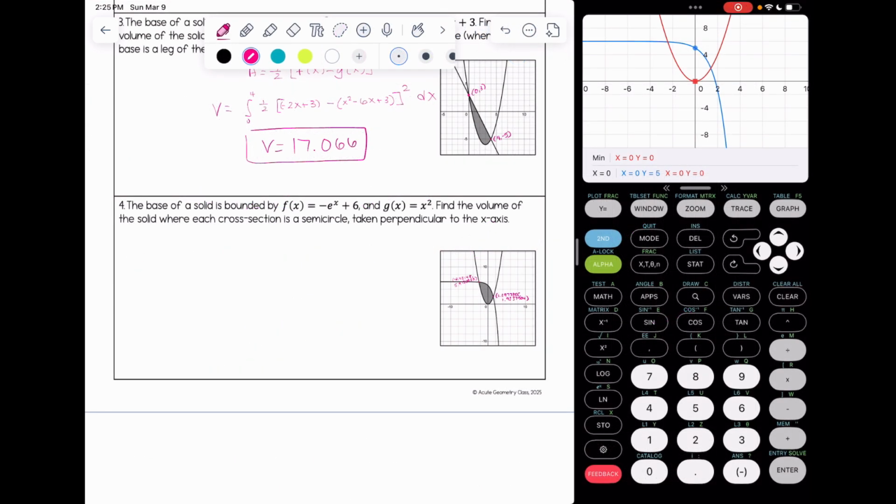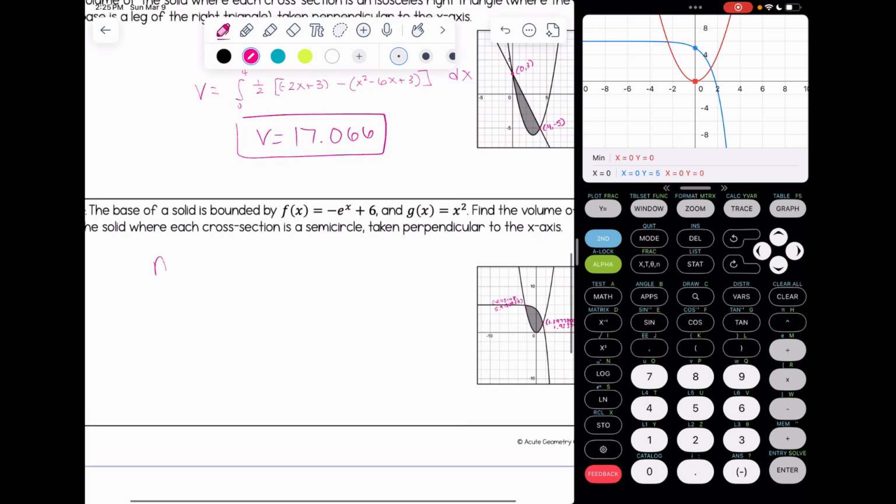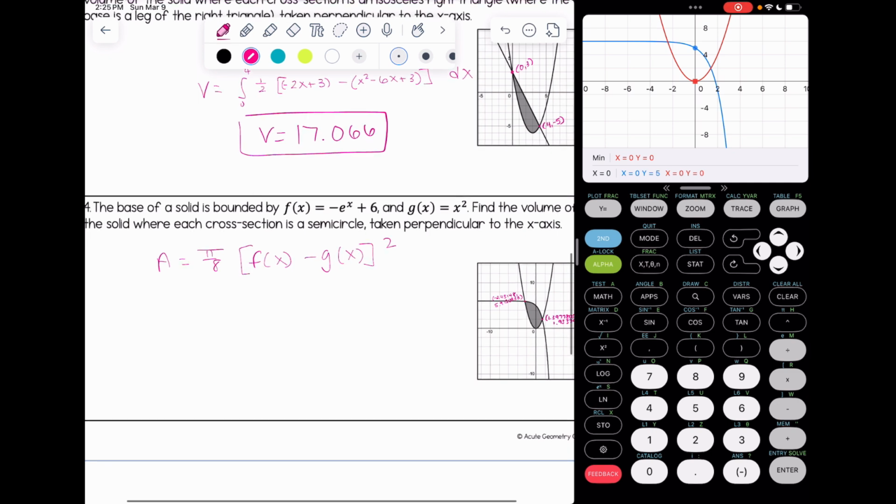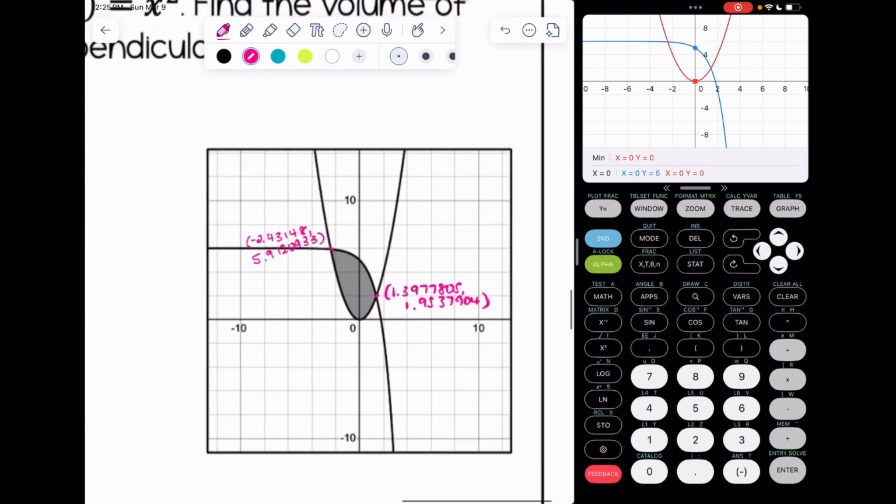Okay, for number 4, the base of a solid is bounded by f of x equals negative e to the x plus 6, and g of x is equal to x squared. We're going to find the volume of the solid where each cross-section is a semicircle taken perpendicular to the x-axis. So let's recall again that the area of the semicircle would be pi over 8 times f of x minus g of x squared. And then we're going to plug that into the definite integral, but we're going to have to find the bounds. So I've actually gone ahead already and found the bounds.